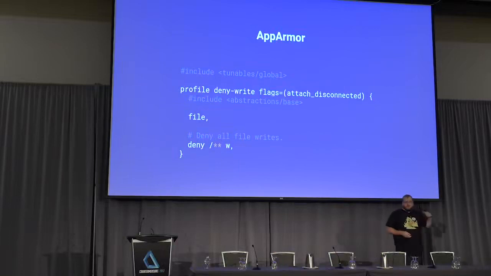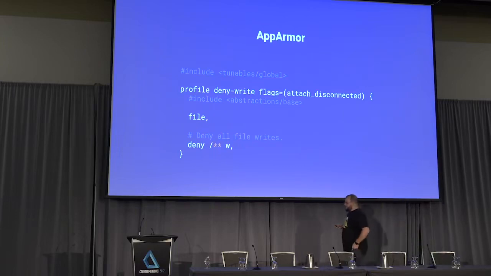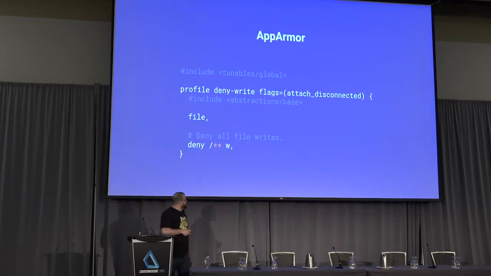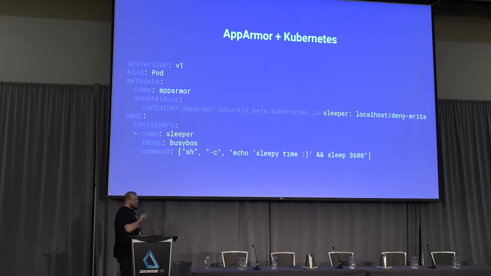This is an example of an AppArmor policy, and we're running AppArmor on all of our nodes in the cloud today. This is an example policy that will deny all file writes, so you couldn't write to any file even if you wanted to. Combined with a read-only root file system, we have great trust that nobody can do bad things inside of our containers.